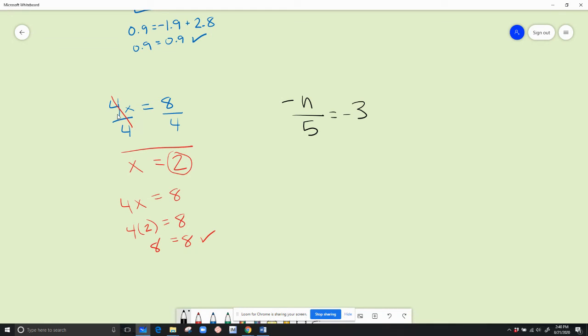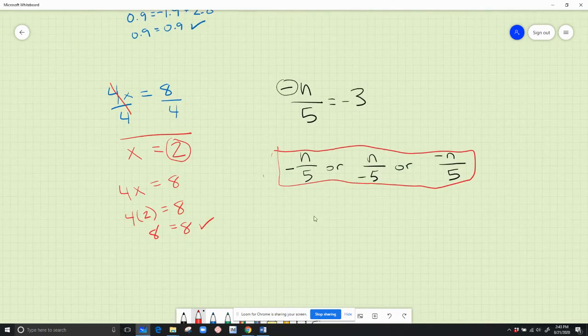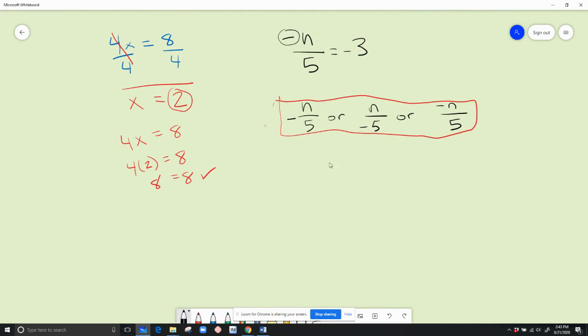Now the trick to this one is I would realize that this negative sign for any fraction could just be written in the middle, or it could be written on the bottom, or it could be written on the top. And guess what? These are all the exact same thing. So you might want to put that. So make sure you write this in your notes, because this works for every fraction. It's a really good thing to know.